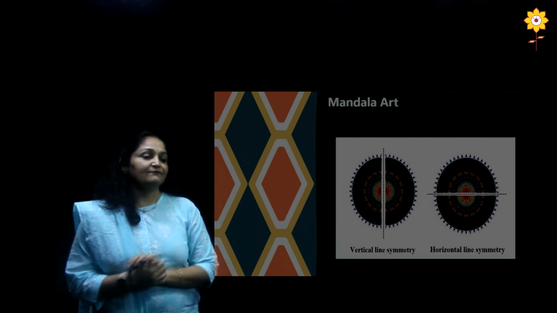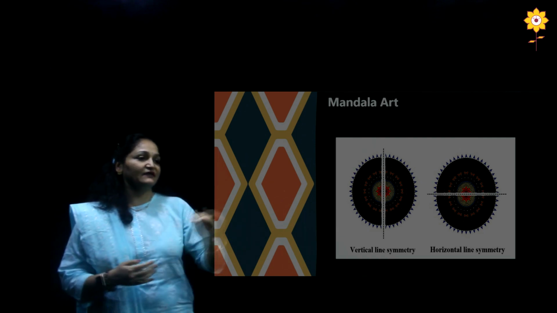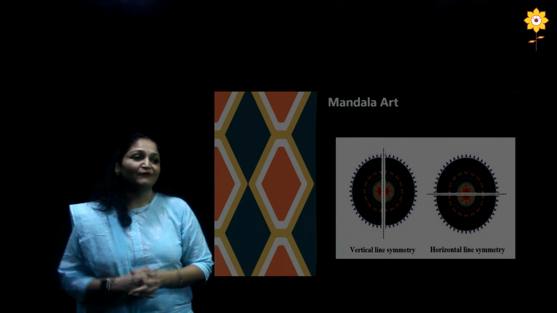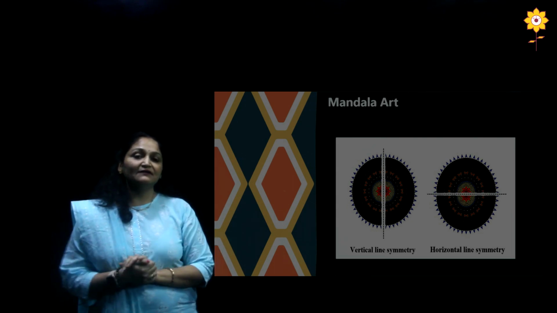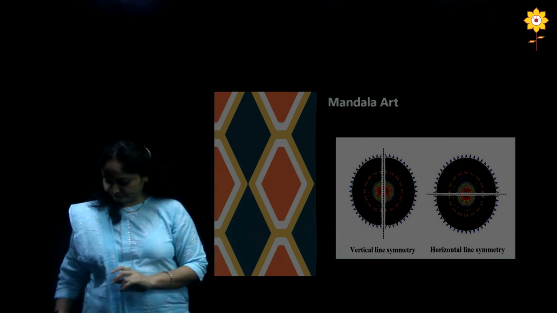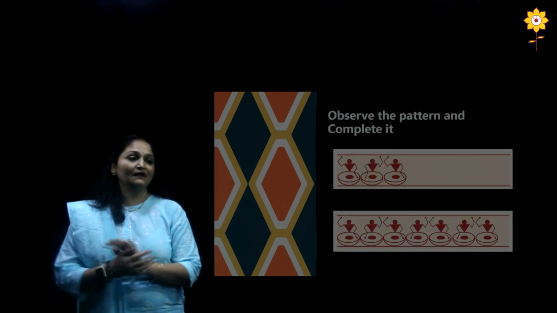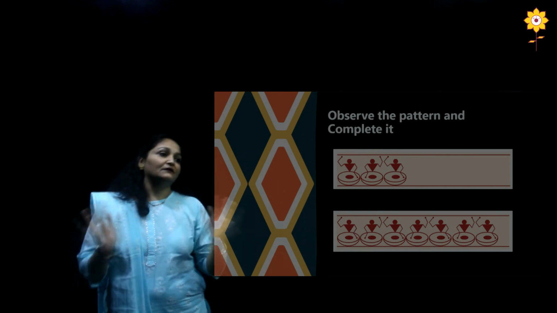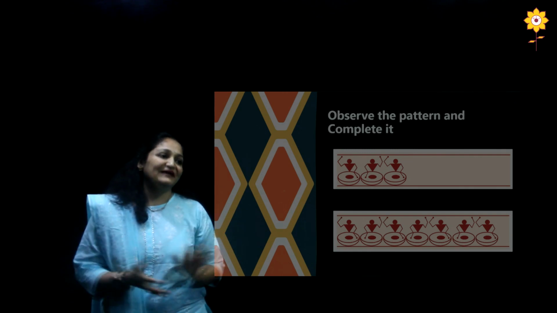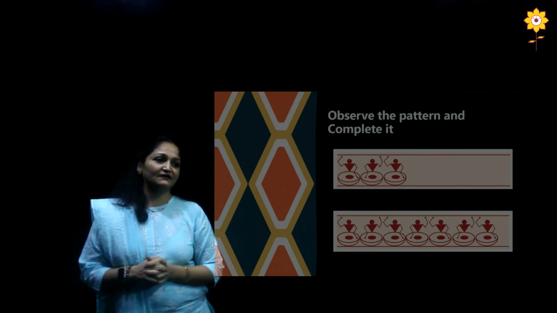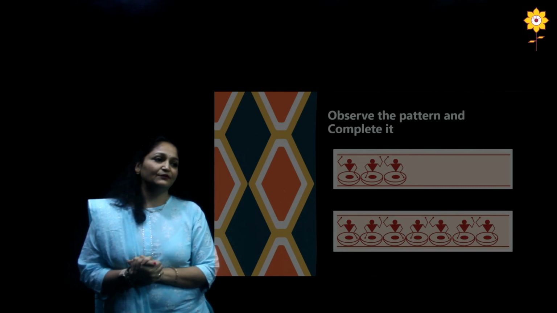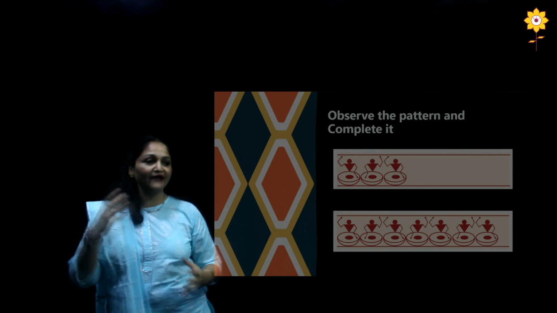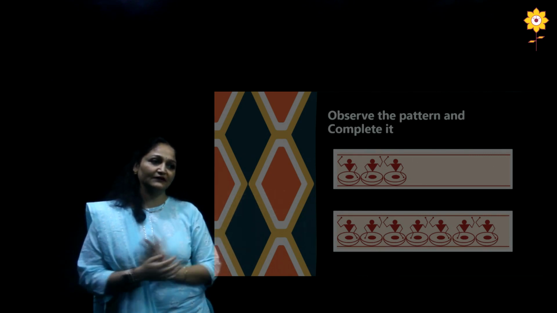In mandala art, there is vertical line symmetry as well as horizontal line symmetry. So we can help students understand the line of symmetry by using mandala art. For primary classes, we can use this art form to observe the pattern and complete it. If the teacher gives a pattern, the students will be able to complete it by looking at the picture and observing the hand movement of the humans.